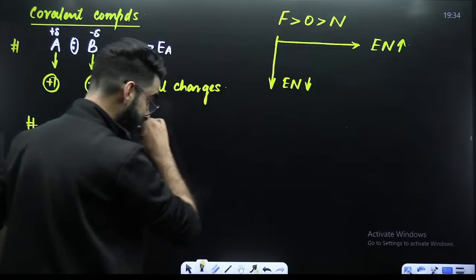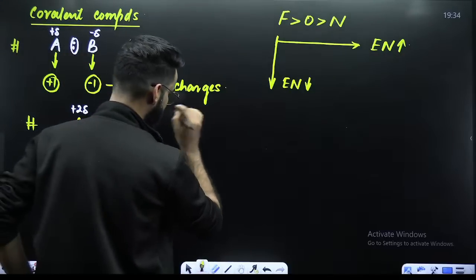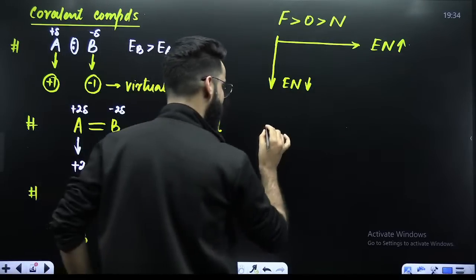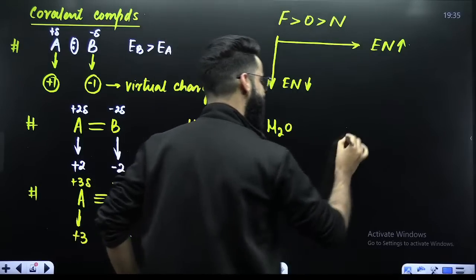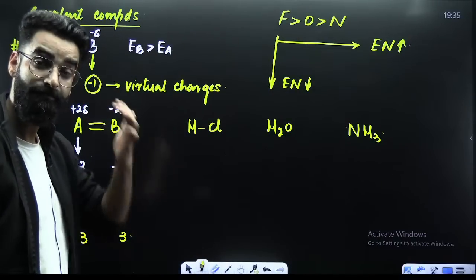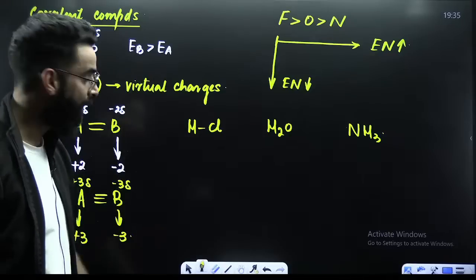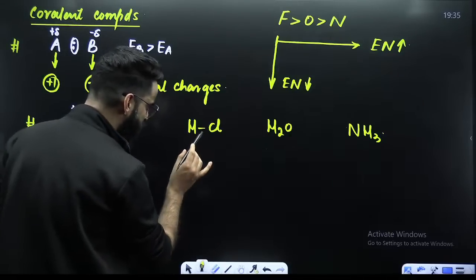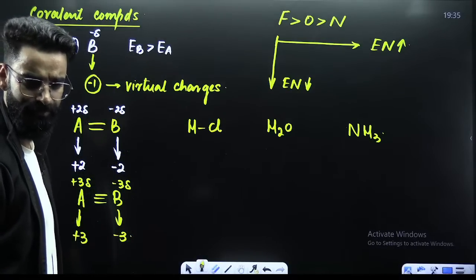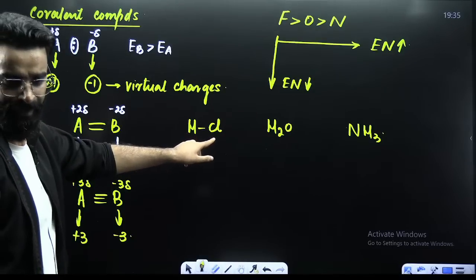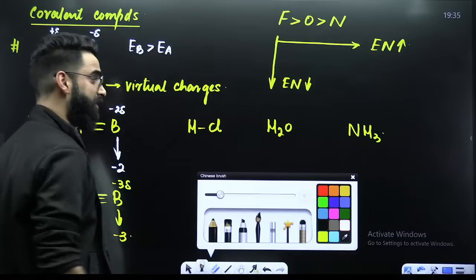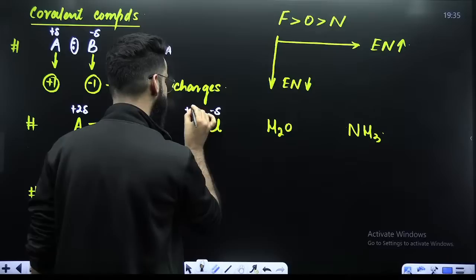Let me take certain examples. For example, imagine that you have got HCl, water, and NH3. These are some common compounds which I took. My dear students, if I talk about hydrogen and chlorine, which one is more electronegative? I would say chlorine is more electronegative. If chlorine is more electronegative, can I say the electron pair will be shifted towards chlorine, due to which chlorine gets delta negative and hydrogen gets delta positive?